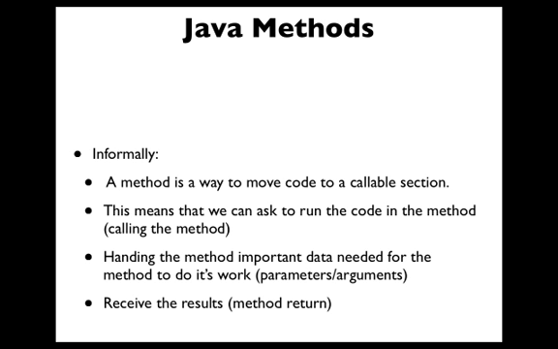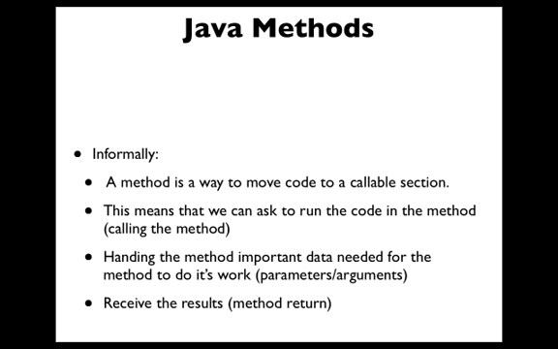When we call the method, we need to hand the method important data that is needed for the method to do its work. We might need to give the method some input. These are called parameters or arguments. We'll make a distinction on when we call these parameters and when we call arguments. Basically, when we're creating the code for the method, we'll discuss them as parameters, and when we're calling the method, we'll call them arguments.